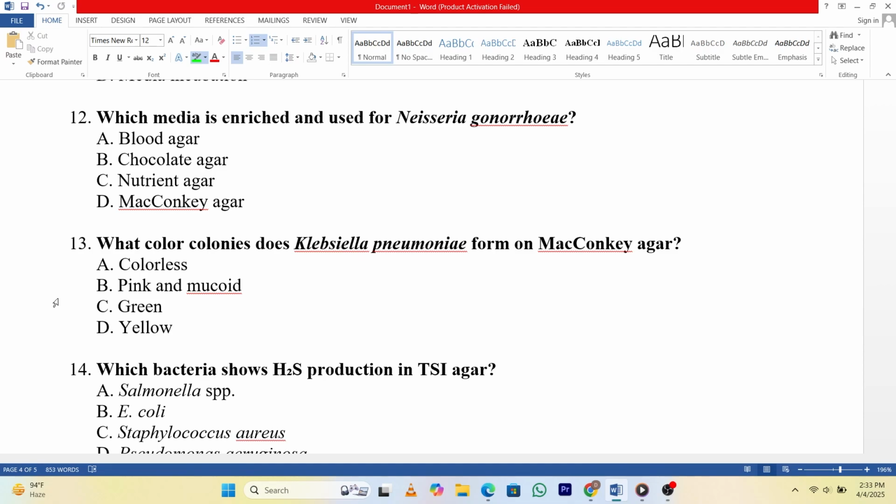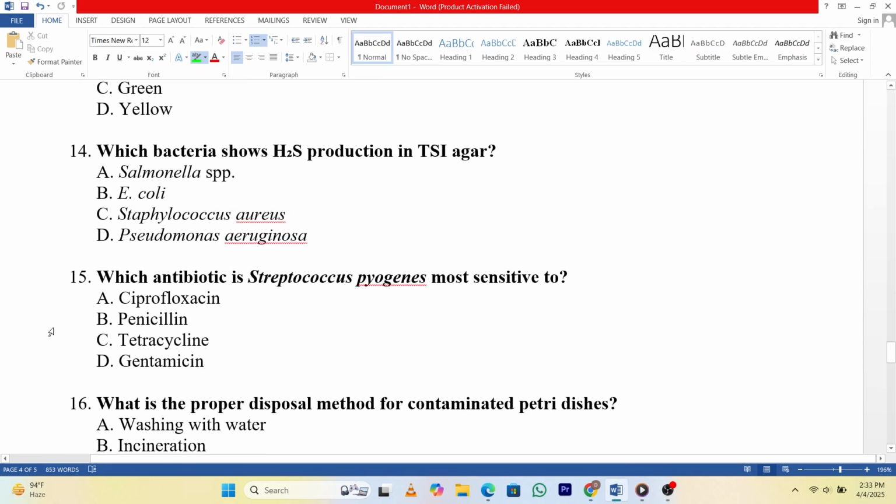Answer, B. 13. What color colonies does Klebsiella pneumoniae form on MacConkey agar? A. Colorless. B. Pink and mucoid. C. Green. D. Yellow. Answer, B. 14. Which bacteria shows H2S production in TSI agar? A. Salmonella spp. B. E. coli. C. Staphylococcus aureus. D. Pseudomonas aeruginosa. Answer, A.